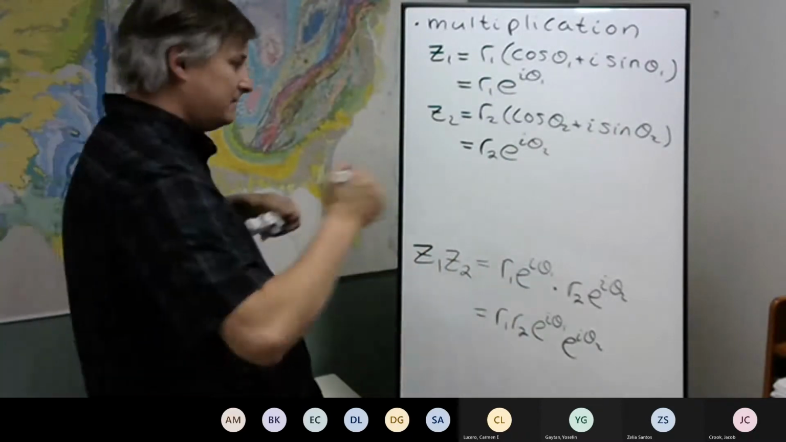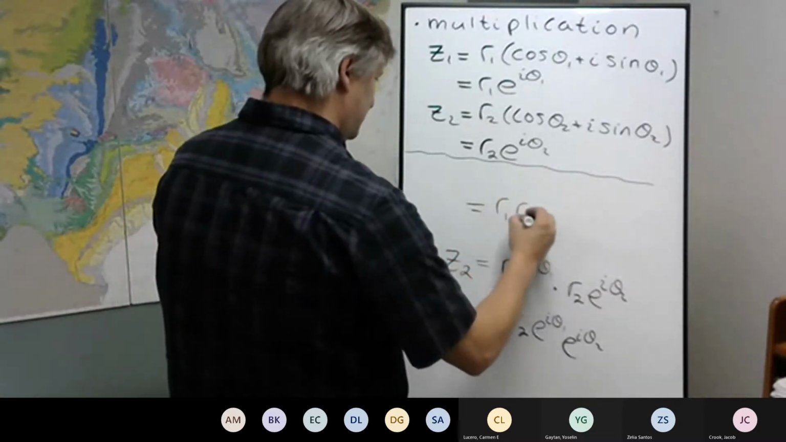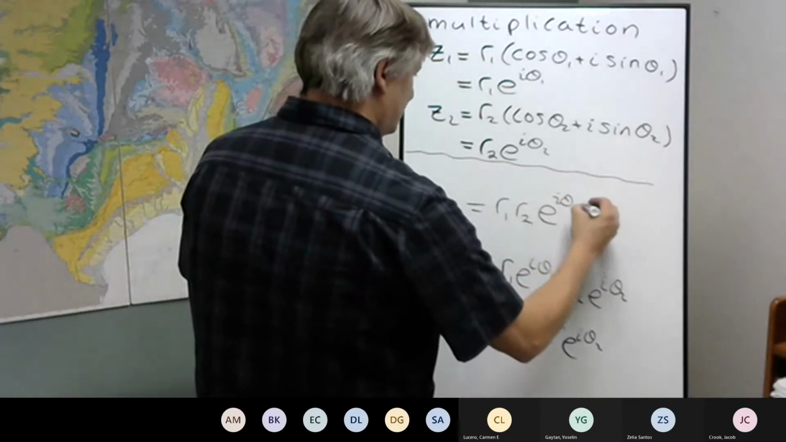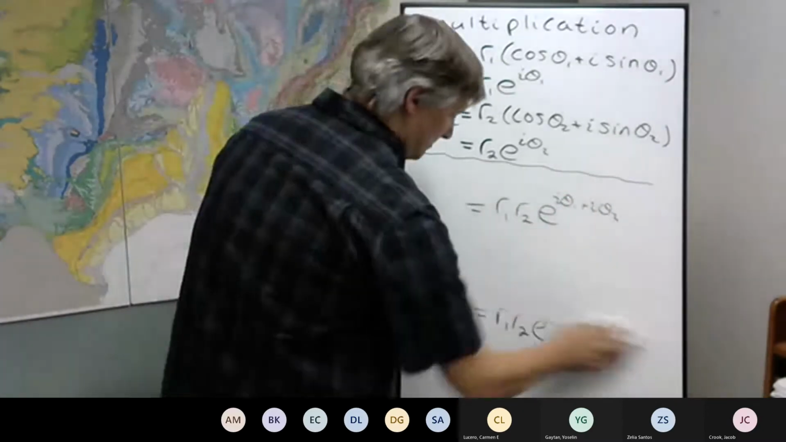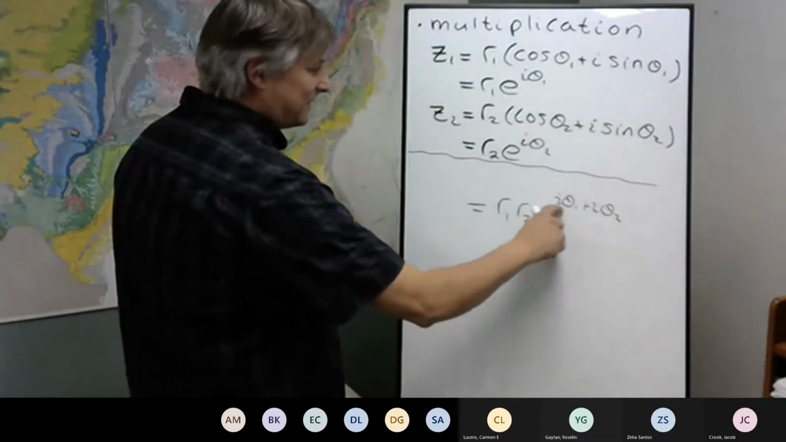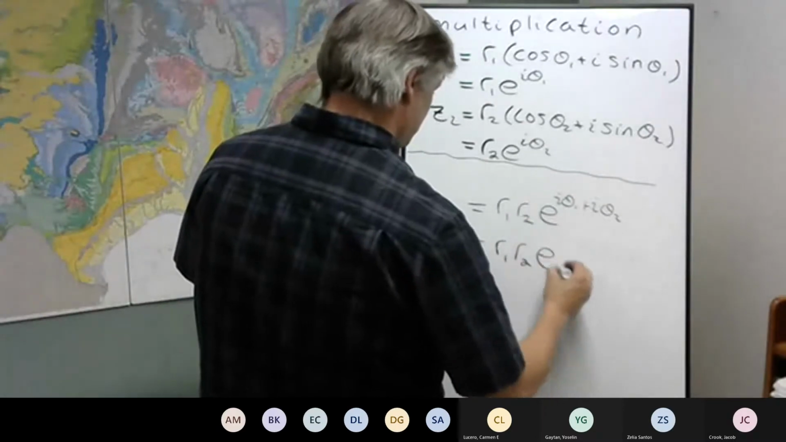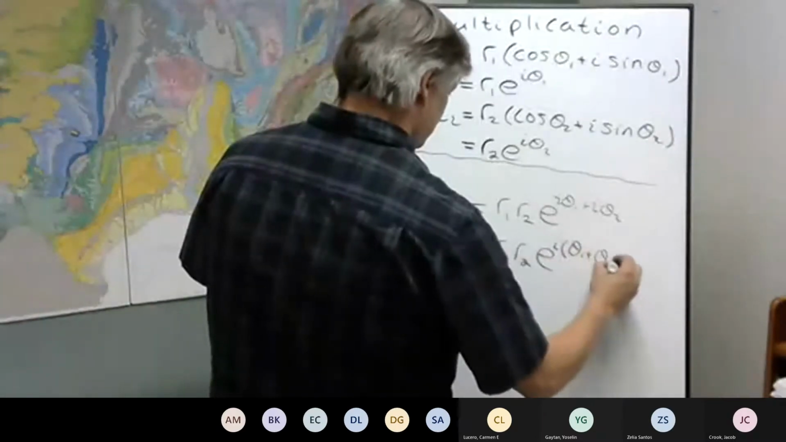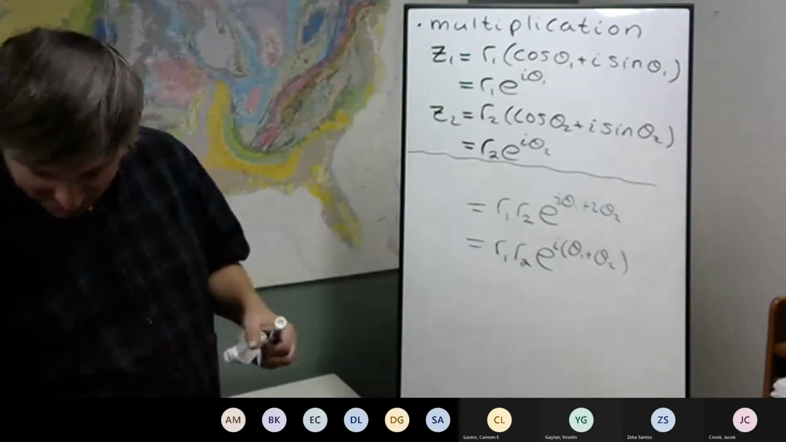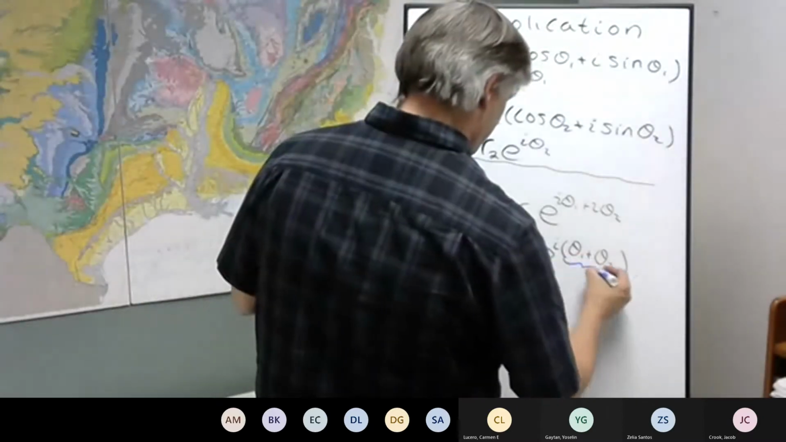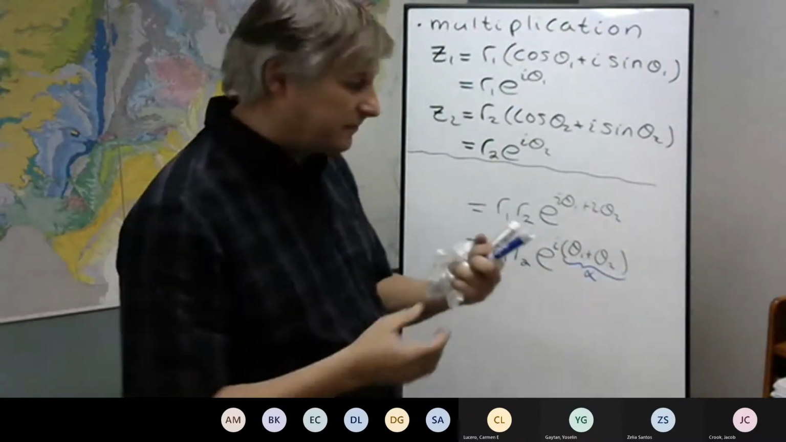So the next step is it will have R1, R2, e to the i theta 1 plus i theta 2. We add the exponents. We can factor out the i. And now, if we want to think of it like this, all that whole thing alpha, some angle plus another angle gives us angle alpha.